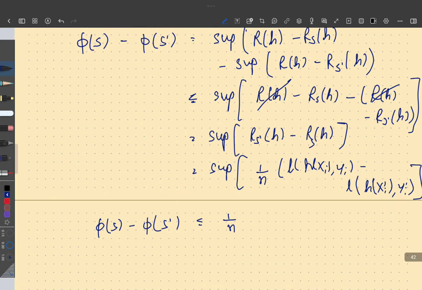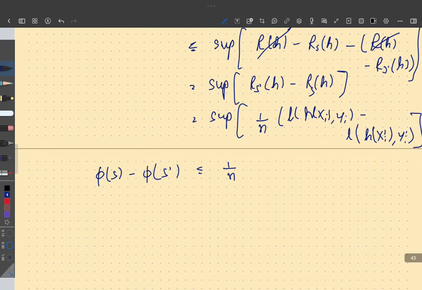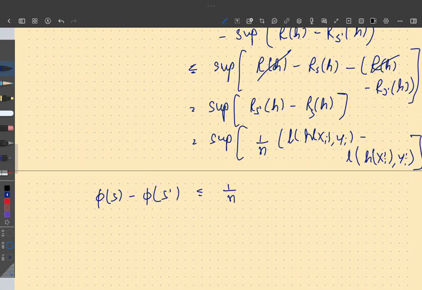So phi of S prime minus phi of S is also at most 1 over n. Is it 1 because it is a zero one loss? Not because of that, but because you're assuming that the loss is bounded between 0 and 1. It does not necessarily have to be 0 or 1. It could take any value in the range from 0 to 1. If it is bounded between 0 and some other value alpha, then this would just be alpha over n. Great. So phi of S minus phi of S prime is at most 1 over n, and at least minus 1 over n.